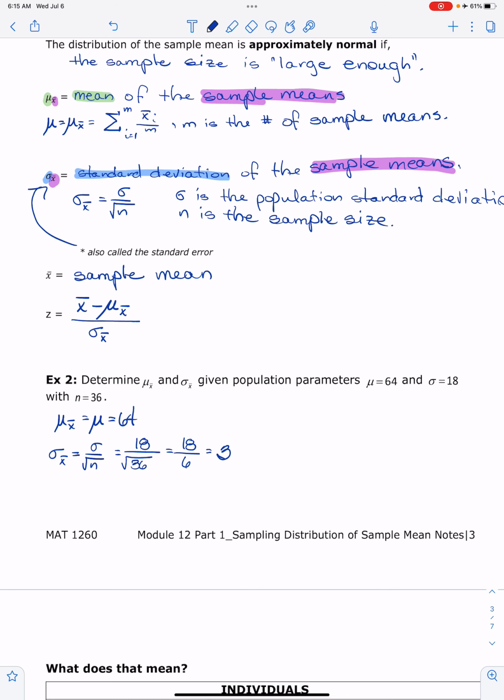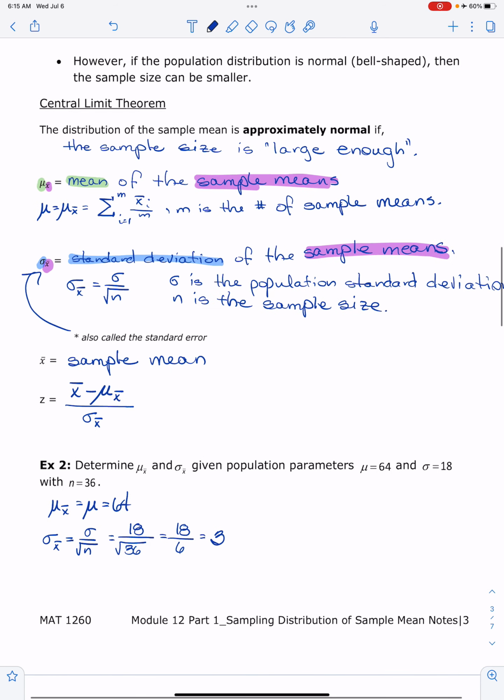Notice with our original population, the standard deviation is 18, right here. With a sample of size 36, because we are pulling from our population, that standard deviation is now 3.